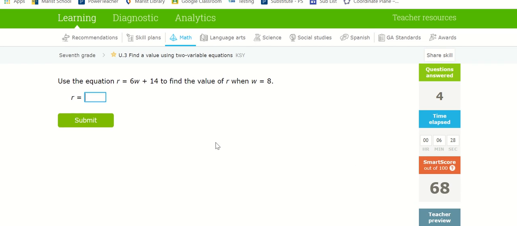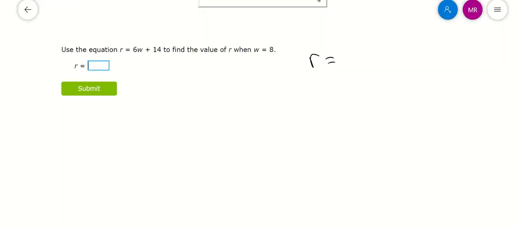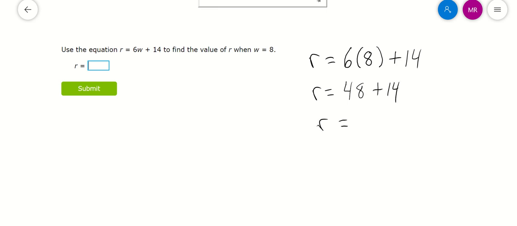All right, let's put this one up and work it. So we don't know R, so R equals 6 times, and instead of W, we're going to sub in 8 plus 14. Remember your order of operations, right? PEMDAS. Multiplication here comes before addition, so R is equal to 6 times 8, 48, plus 14. 48 plus 14, we get 62.